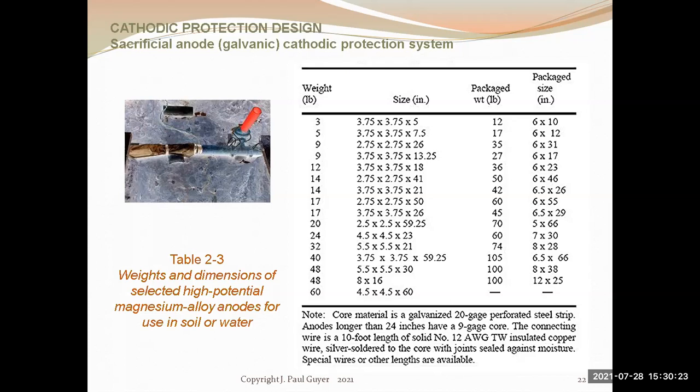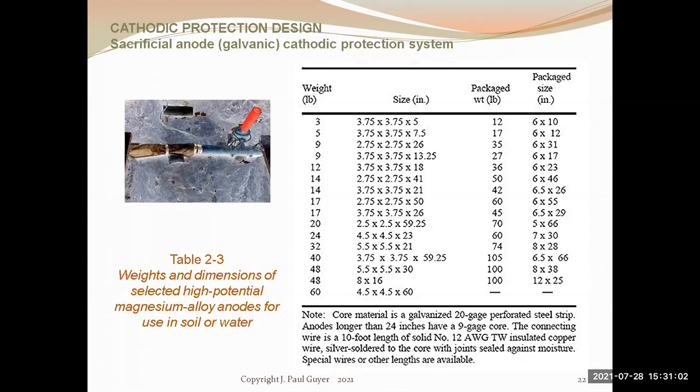Then the rod is put into this long bag, like a burlap sack material. And then the bag is filled with some kind of carbonaceous backfill material. Now, the reason for the carbonaceous backfill material is that, first of all, it increases the capture efficiency of the rod.